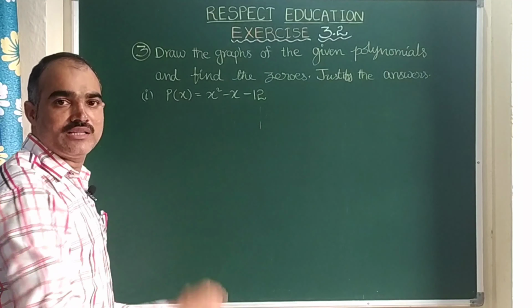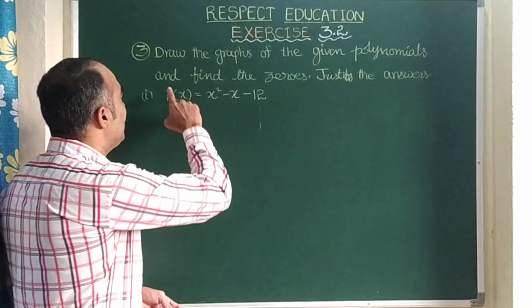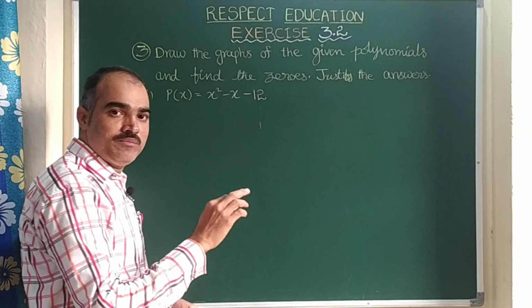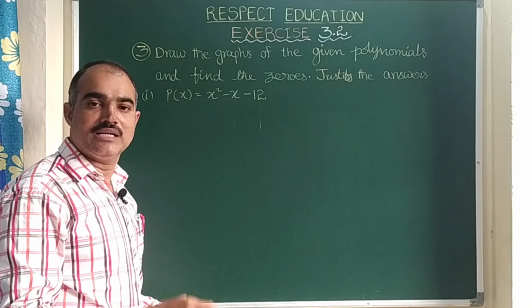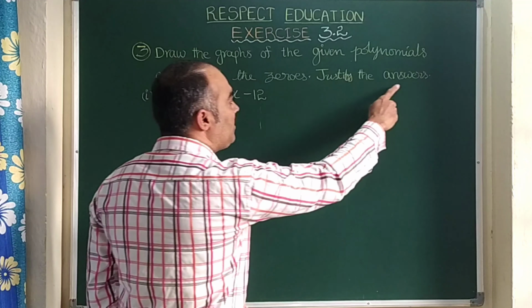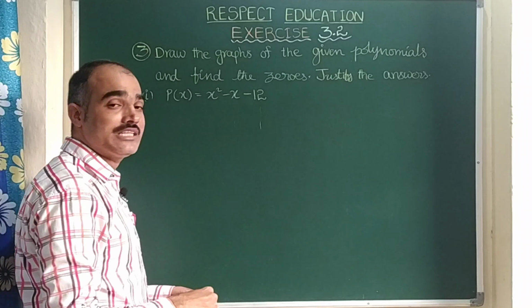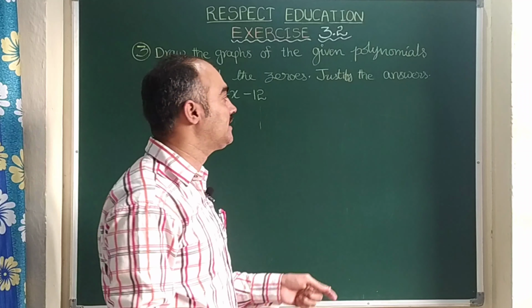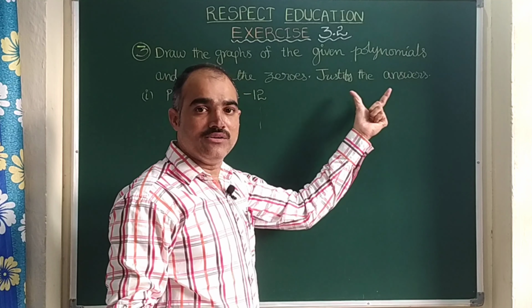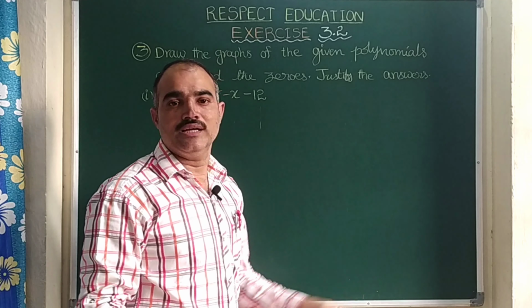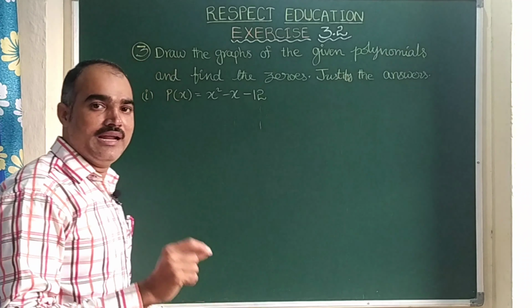For this we need to draw the graph, that is the first work. Find the zeros. From the graph we need to find the zeros, that is the second work. Justify the answer. What zeros you get from the graph, we need to do justification, means we need to do verification. We need to verify the answers. So here these three things are to be done. Let us do one by one.